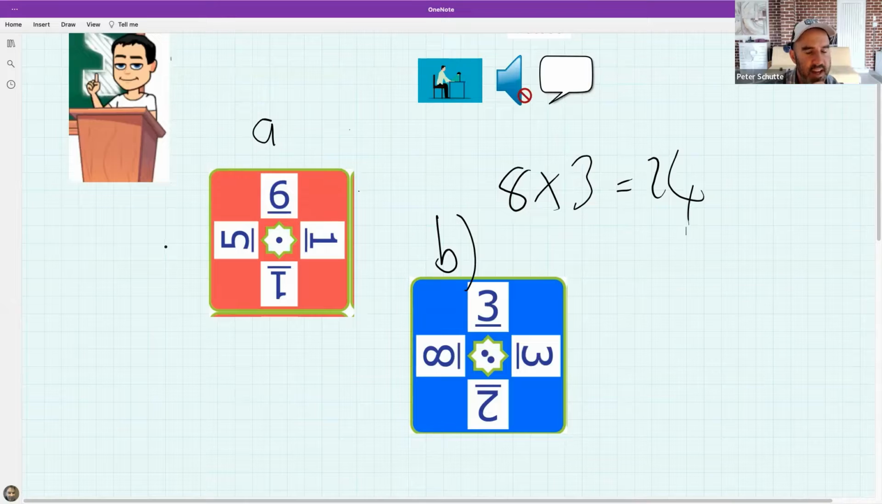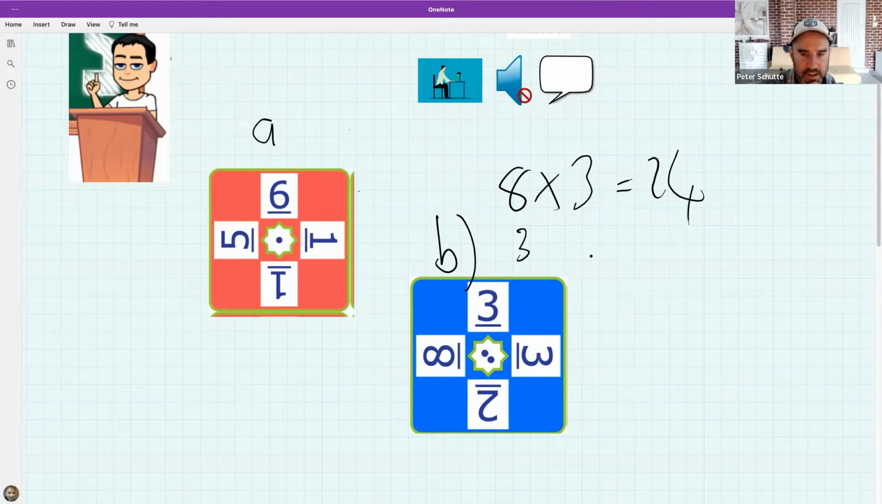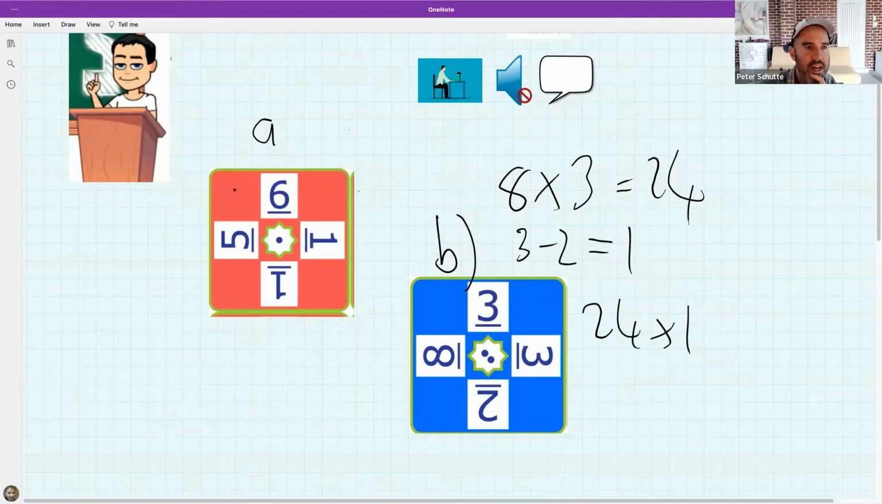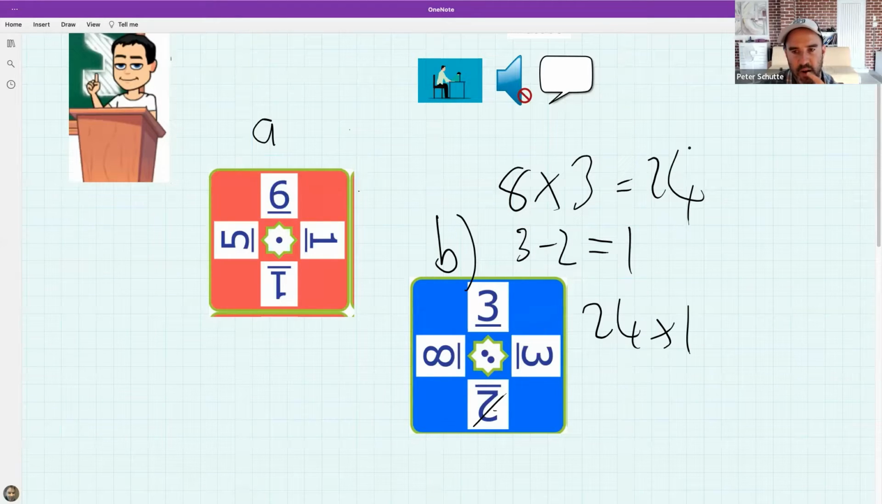Mbali says 8 times 3 is 24, and then you say 3 minus 2 is 1, and then 24 times 1 is 24. Cameron, you have to use all the numbers that are here. So I think Mbali's got it. 8 times 3 is 24. 3 minus 2 is 1. 1 times 24 is 24. And we're good to go.